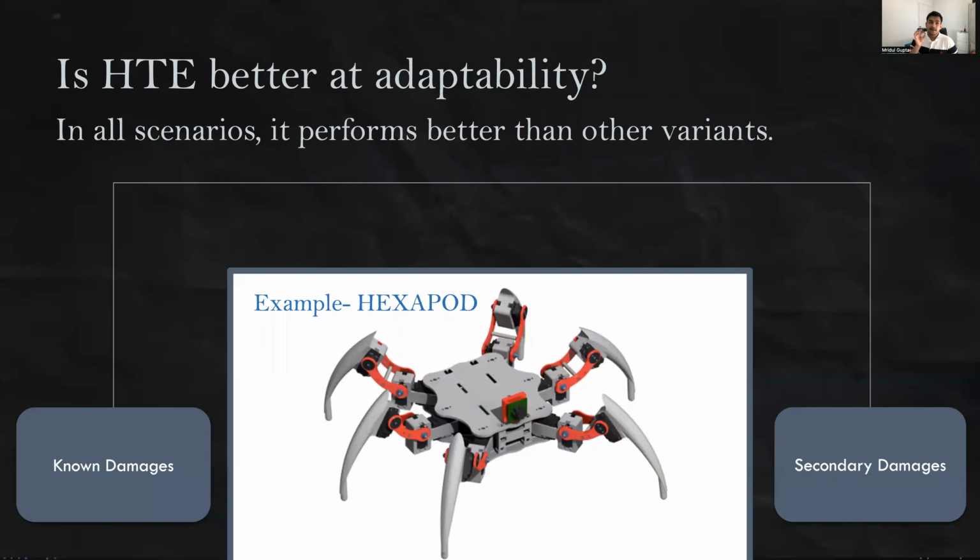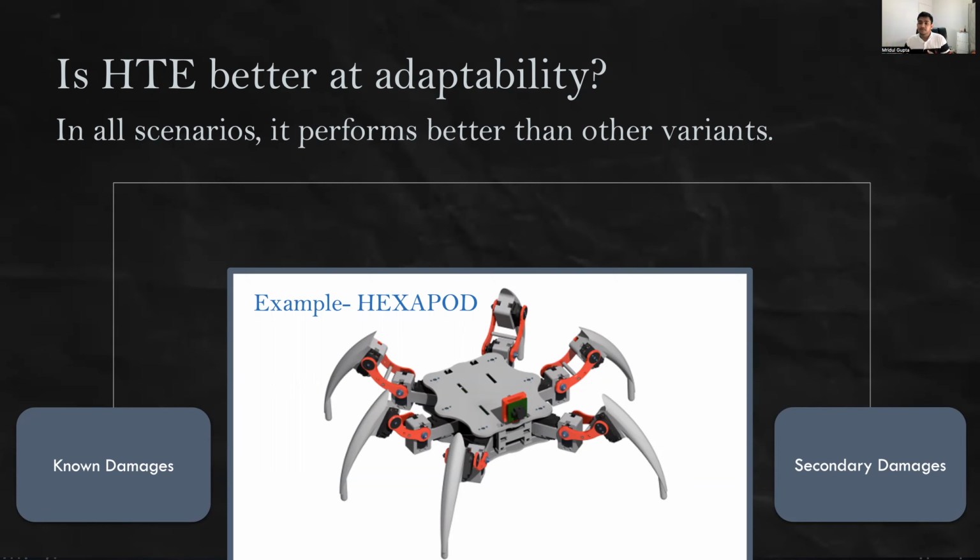Now, is the hierarchical trial and error algorithm, also known as quality diversity algorithm, better at adaptability? Yes. In all scenarios during the experiment, it performed better than other variants, both in known damages and secondary damages. This is known as predetermined damages. So we would always predetermine there might be an obstacle that did a damage. There might be friction, as we discussed, that could do the damage, or the robot might fall or lose a leg.